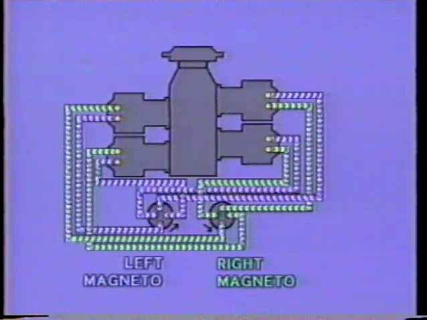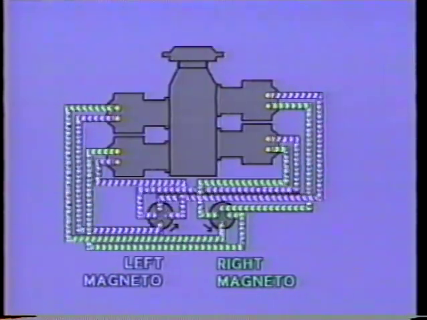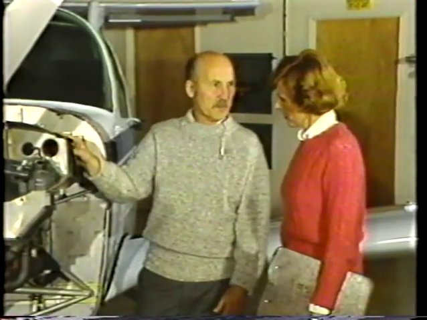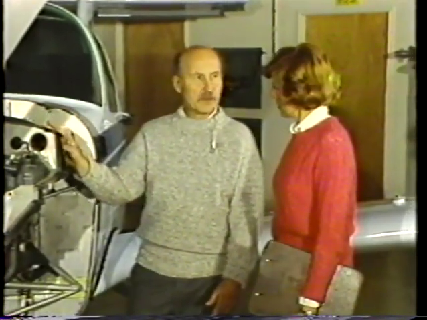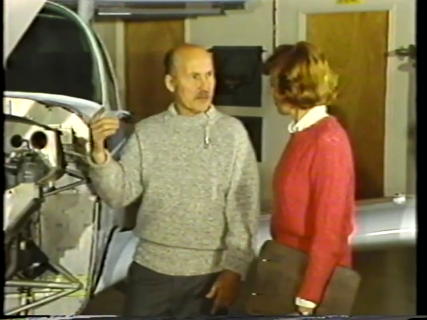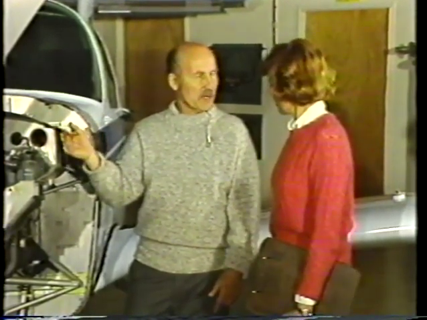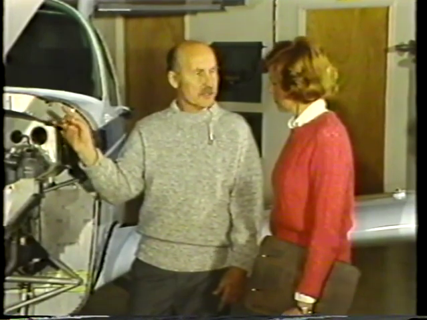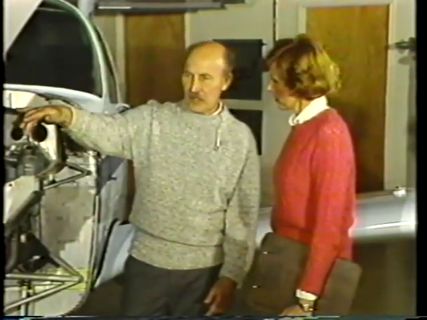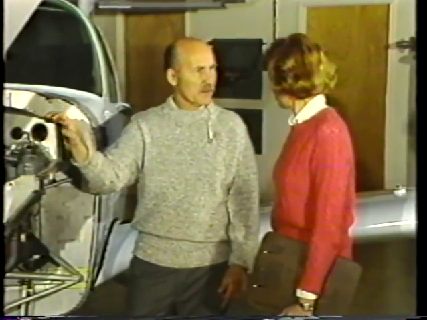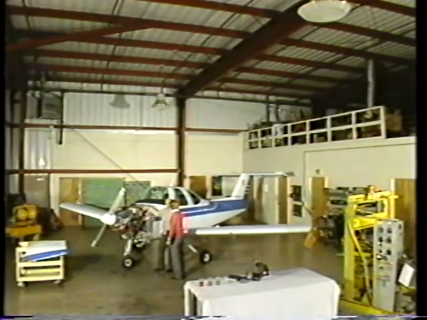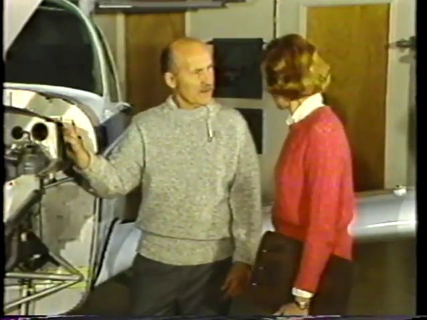There is one magneto located on the accessory case that fires one of the spark plugs in each cylinder, and the other magneto located on the other side fires the other spark plugs in the cylinder. So they're two separate independent systems. These are controlled by a switch in the cockpit. During your operation just prior to takeoff, you're going to check the mags for operation. So by switching the switch in the cockpit, you can operate on one magneto. And this will show you by the drop in the engine RPM whether that magneto is operating correctly or not. And then you can check the other one. Why don't we take the Skipper out and give it a mag check? Okay.